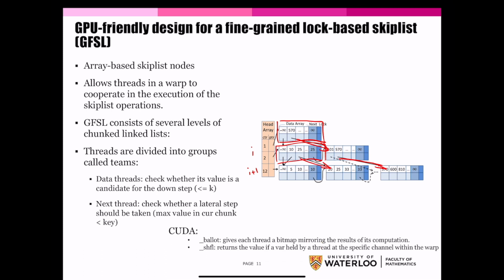And CUDA provides two helpful functions for threads to communicate. Ballot gives each thread a bitmap mirroring the result of its computation. SHFL returns the value of a variable held by a thread at a specific channel within a warp.